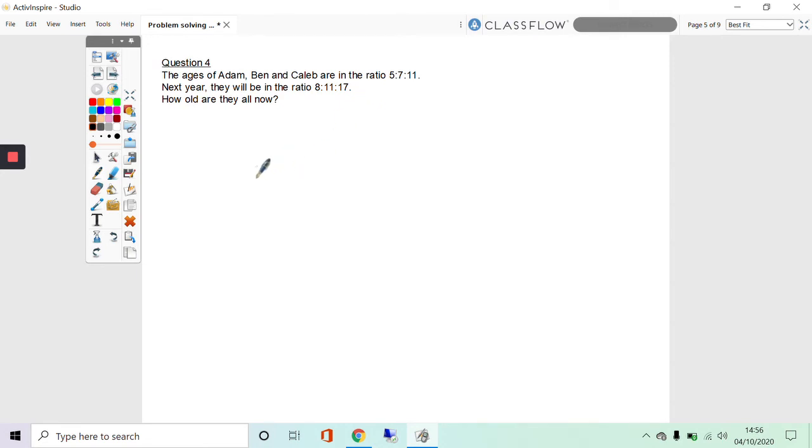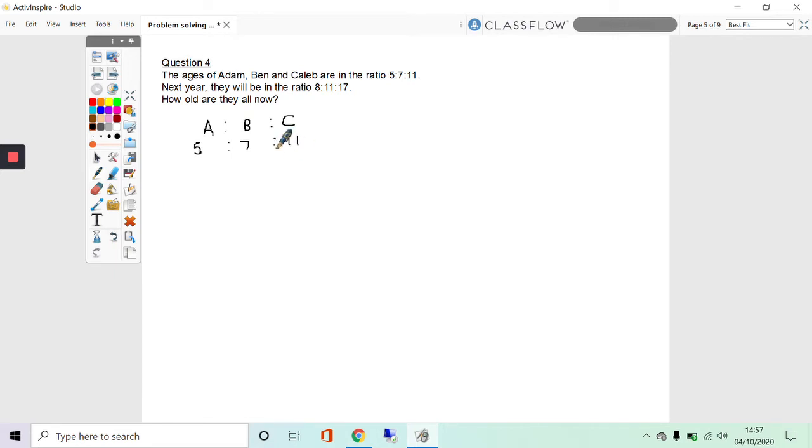Question 4. The ages of Adam, Ben and Caleb are in the ratio 5:7:11. Next year they will be in the ratio 8:11:17. How old are they all now? So I've got Adam, I have Ben, and I have Caleb. And at the moment the ratio of their ages is 5:7:11.